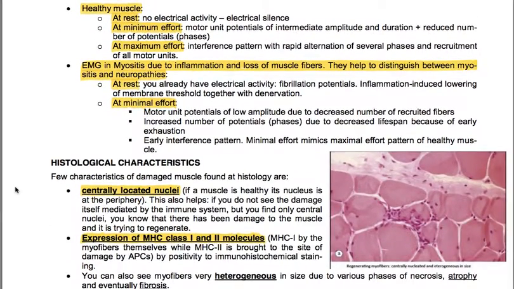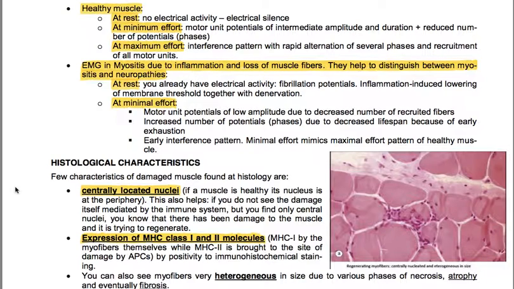At EMG, healthy muscle at rest has no electrical activity. At minimum effort, we have motor unit potentials of intermediate amplitude and duration. At maximum effort, we have an interference pattern with rapid alternation of several phases and recruitment of all motor units.